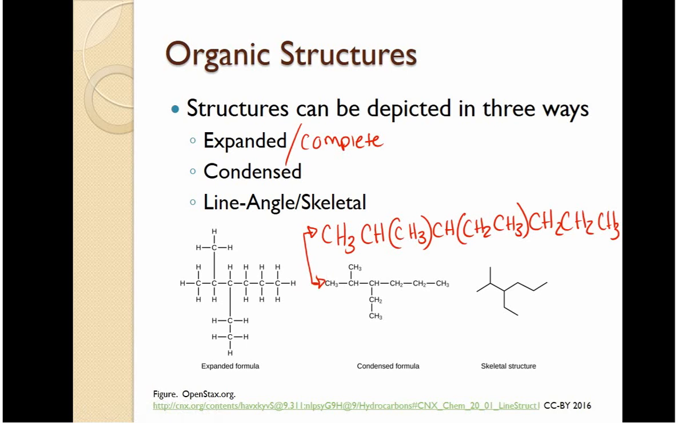And then skeletal or line angle, I typically call it line angle. I'm old school. The new version is, oh, it's a skeletal structure. Okay, well, whatever. You draw only the carbons. Everywhere that there's an end is where a carbon is. And you assume that the carbons are filled in with hydrogen, okay? And so this is going to be easier to see later on. But if I were going to draw this, this is going to be my backbone, okay? So C, bonded to C, bonded to C, bonded to this C, bonded to this one, and bonded to that one.